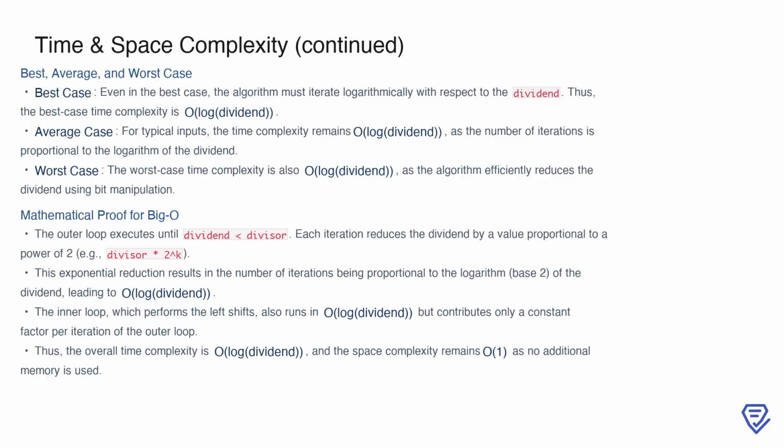This exponential decrement means the number of iterations is directly proportional to the logarithm, base 2, of the dividend. The inner loop, which performs left shifts to determine the largest multiple of the divisor, also runs logarithmically but contributes only a constant factor per iteration of the outer loop. This solidifies the overall time complexity as O(log dividend). The space complexity, as stated earlier, remains O(1), since no additional memory is required beyond the fixed set of variables.